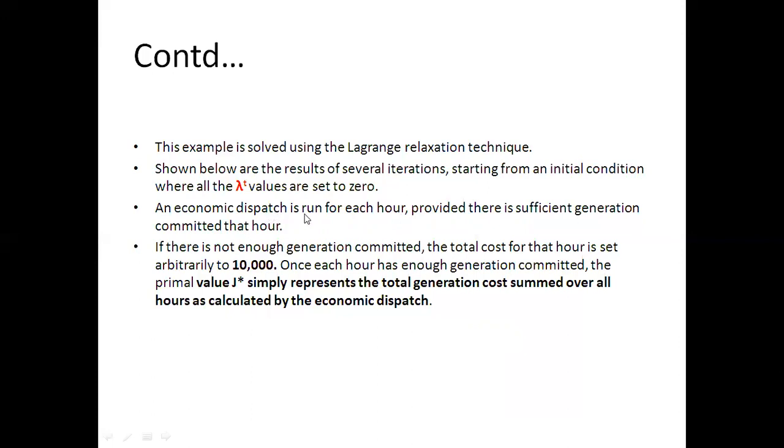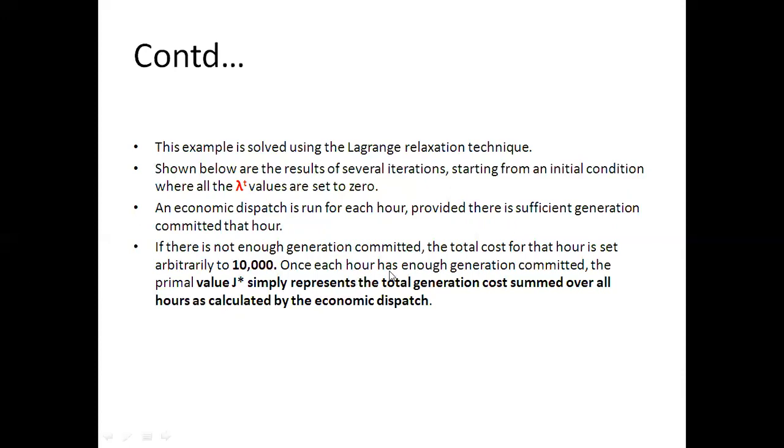The economic dispatch is run for each hour, provided there is sufficient generation committed for that hour. For each hour, we apply the knowledge of economic load dispatch. If there is not enough generation committed, the total cost for that hour is set arbitrarily to 10,000. Again, I am telling that if there is not enough generation, we can easily say that the total cost for that hour is set arbitrarily to 10,000.